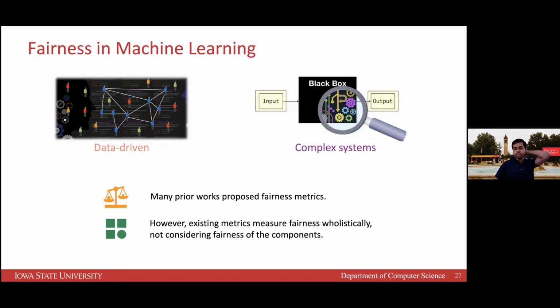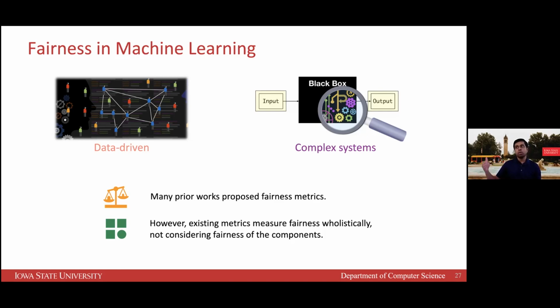So what are the challenges in identifying fairness in machine learning software? Firstly, in machine learning, we learn from the data. So if the data itself is biased, our software would be unfair as well. And secondly, machine learning is currently more of a black box, and it actually calculates some complex structure which is hard to reason. And many of the prior works proposed fairness metrics that measure fairness holistically at the end of the decision made, but we cannot say that this component is fair or unfair.